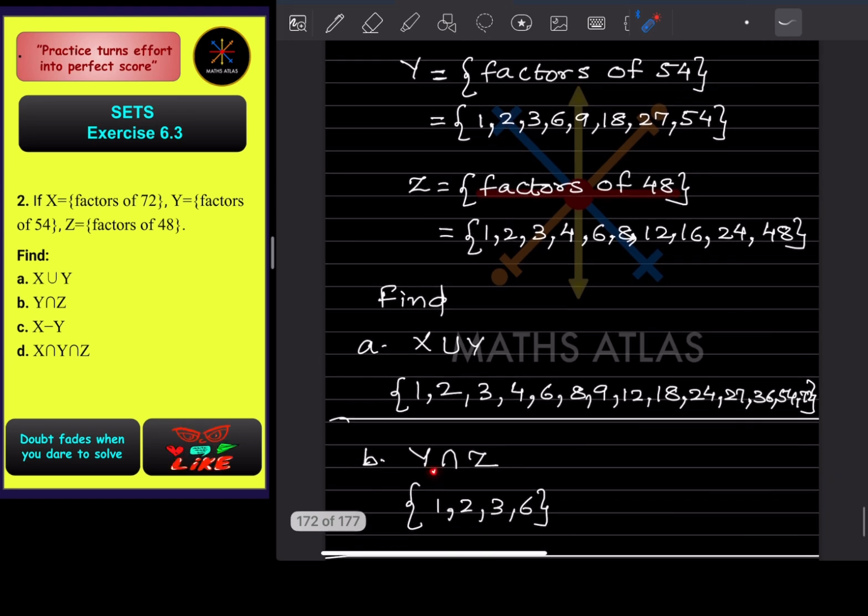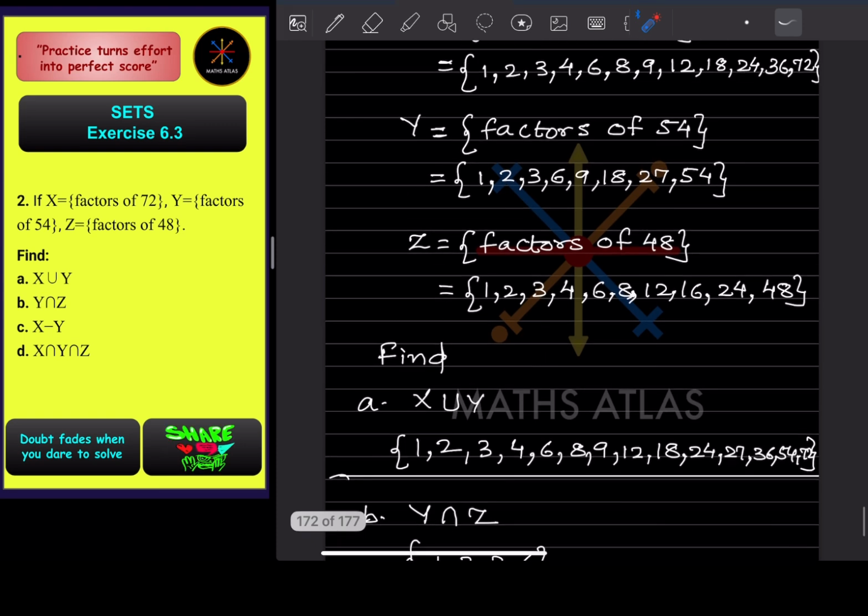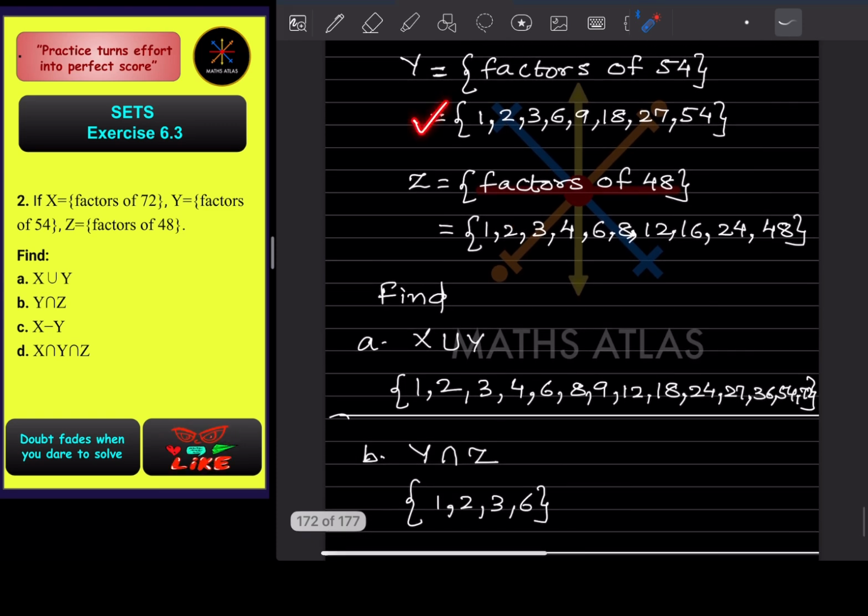So y intersection z. Intersection means which is common in both of them. So when we take y and z, what we can see, 1 is there, 2 is there, 3 is there, then 6. The rest of the numbers are not here. So we can write here 1, 2, 3 and 6. That is the y intersection z.